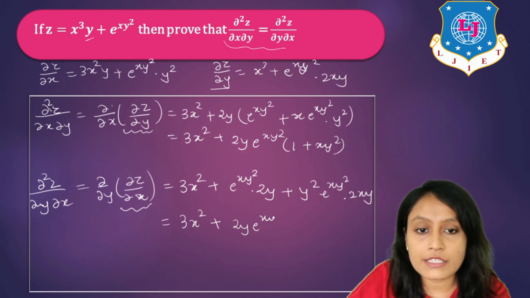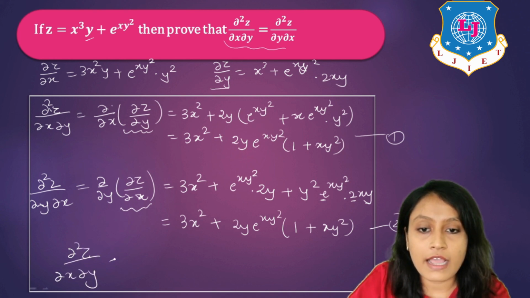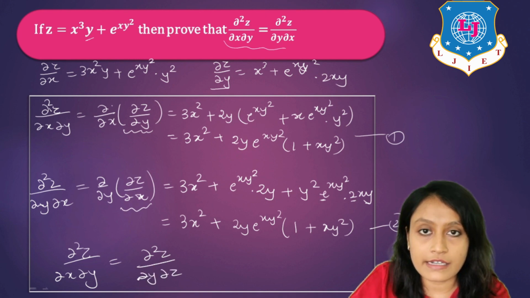So 2y e raised to x y square. Now here we have 1 plus this, and this term is out, so we have only x y square, right? So from this you can say that both the terms are same, right? So we can say that this del square z by del x del y is equal to del square z by del y del x.